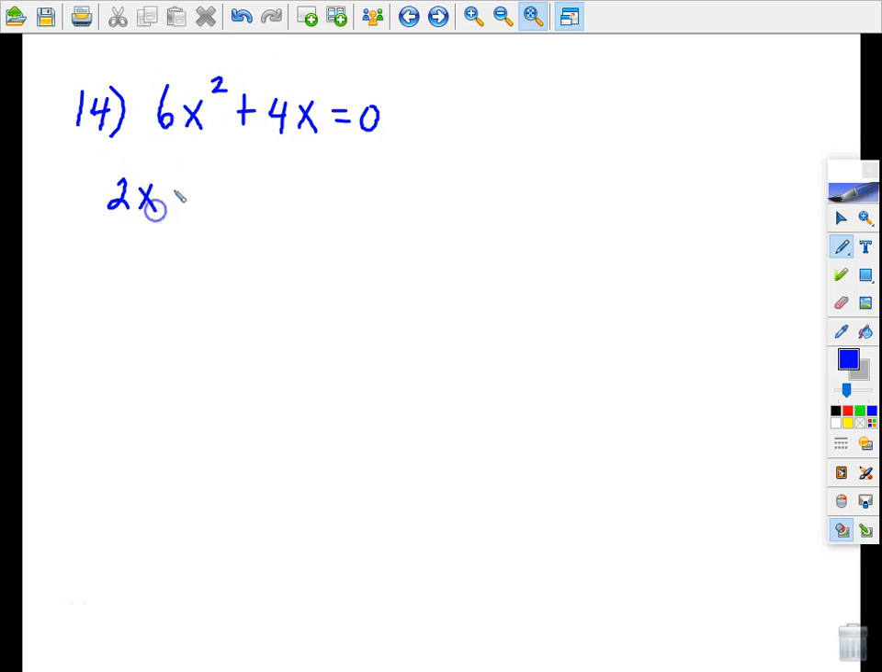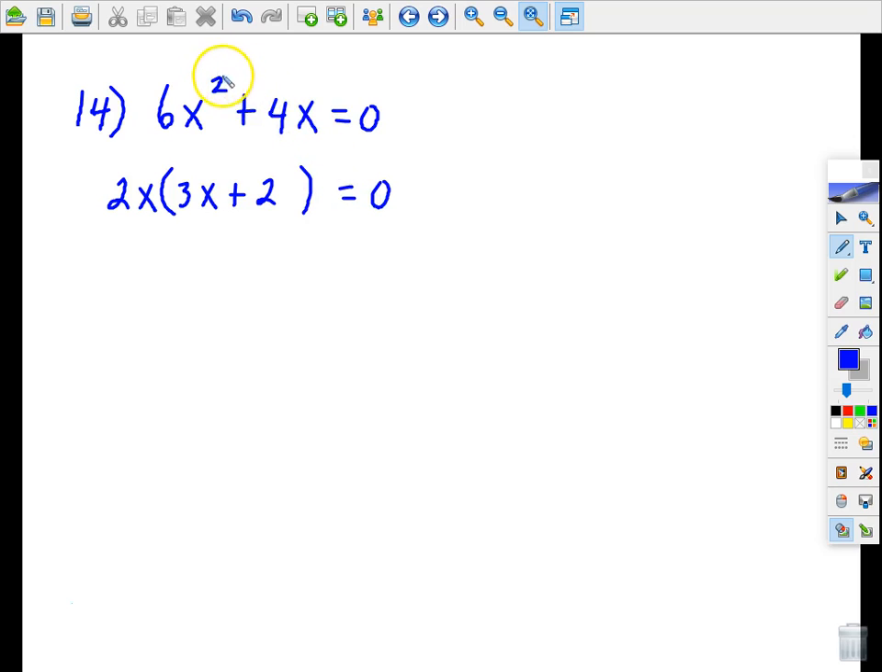The GCF would be 2x. So 2x is one of my factors. And the other factor will be obtained by division. If I divide 2x into 6x squared, I get 3x. And if I divide 2x into 4x, I get 2. Okay, so remember, this represents the factoring. And the way we solve these equations that are factored is, okay, so we've got the factoring, and we're going to use the factoring to help us come up with the solutions.